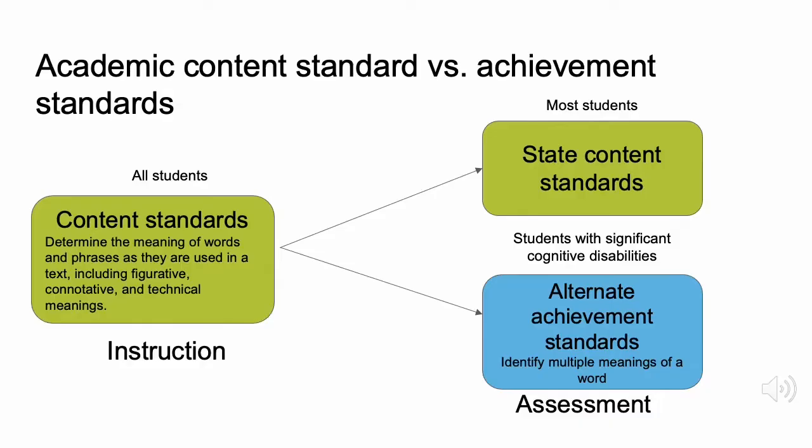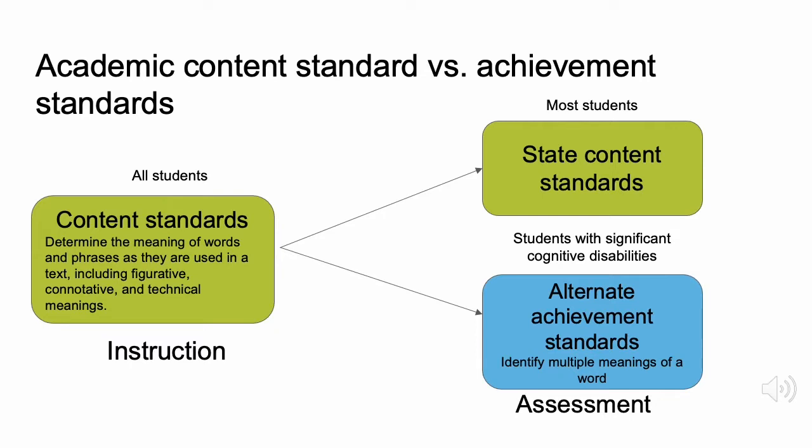The Every Student Succeeds Act says that all states must adopt challenging academic standards. For students with significant cognitive disabilities, the law permits states to develop alternate achievement standards for assessment purposes.